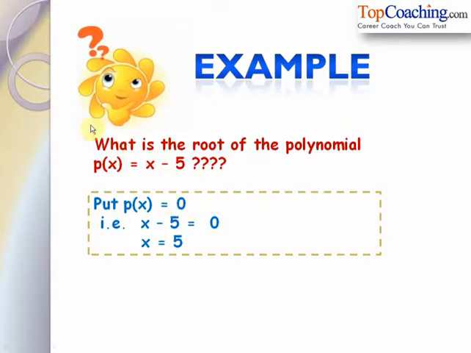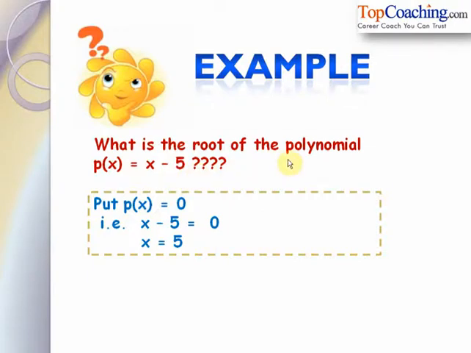So what we do is, we simply equate p of x equal to 0, and p of x is nothing but x minus 5. So x minus 5 is equal to 0. This equation gives the value of x equal to 5. Thus what we can say is, x equal to 5 is the root of this polynomial p of x.